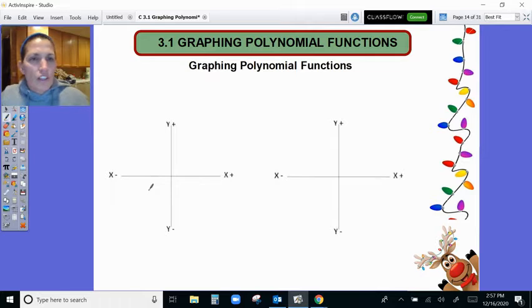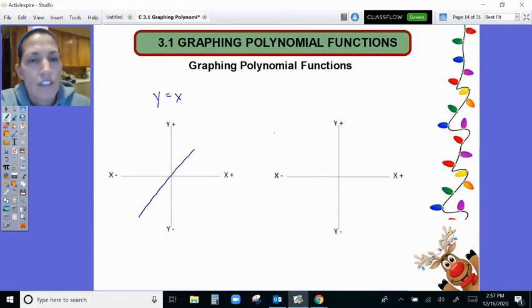Now we're going to see what it looks like with just a line, so just y equals x. If we have a regular line, y equals x, it just goes up through here like this. It's a positive leading coefficient, a positive slope, so my right side goes up. It's an exponent of 1, so it just passes through 0 right here.